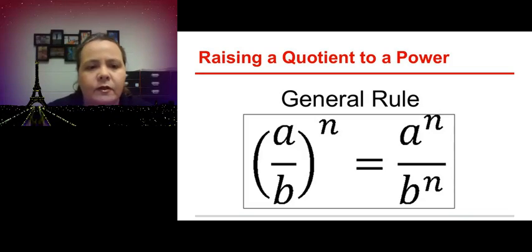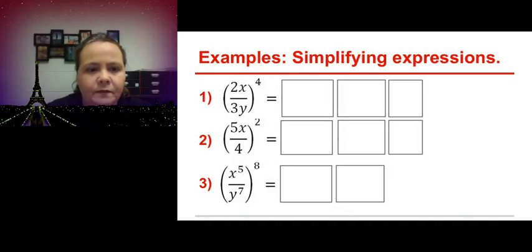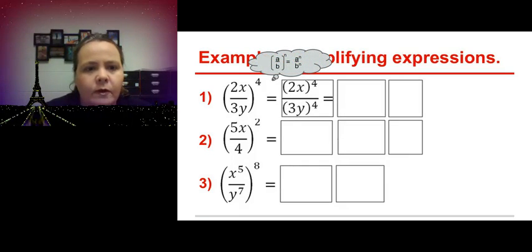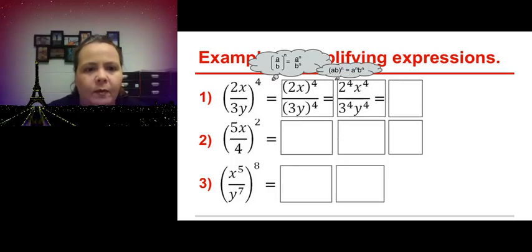Again, it's similar to just distributing that power to both the numerator and the denominator. Let's look at a few examples. In number 1 here, we have 2x divided by 3y all raised to the 4th power. Well, using what we just learned with our quotient rule, we have 2x to the 4th power divided by 3y to the 4th power.